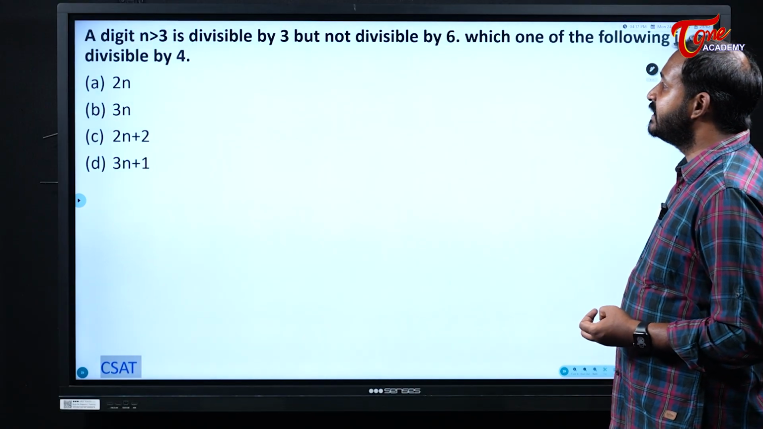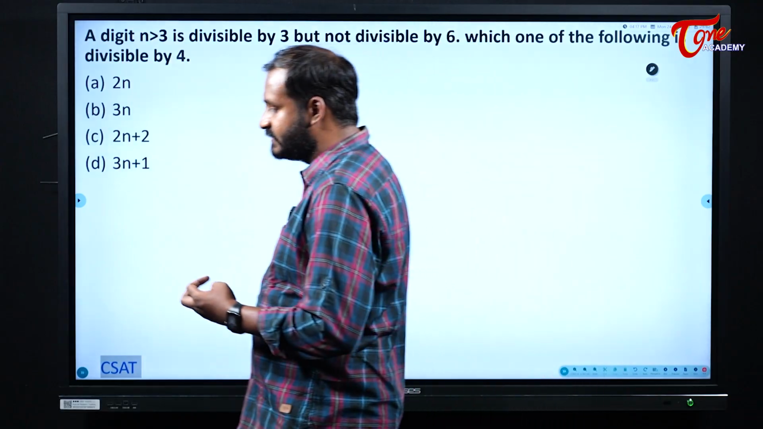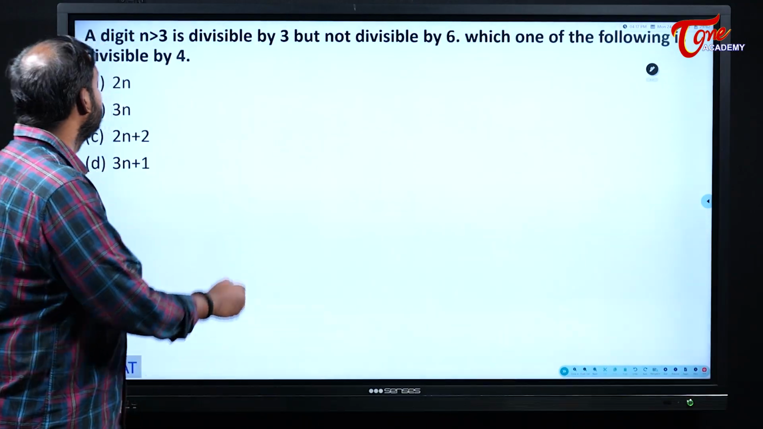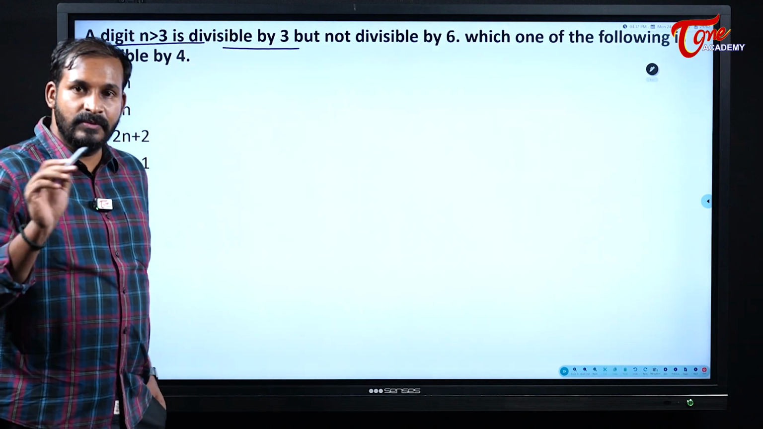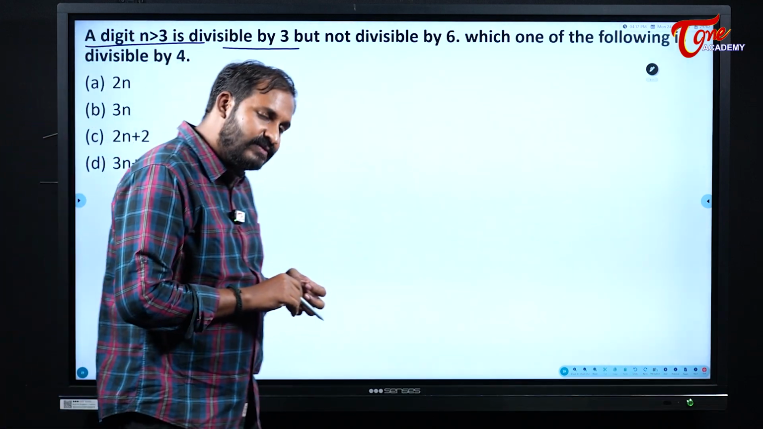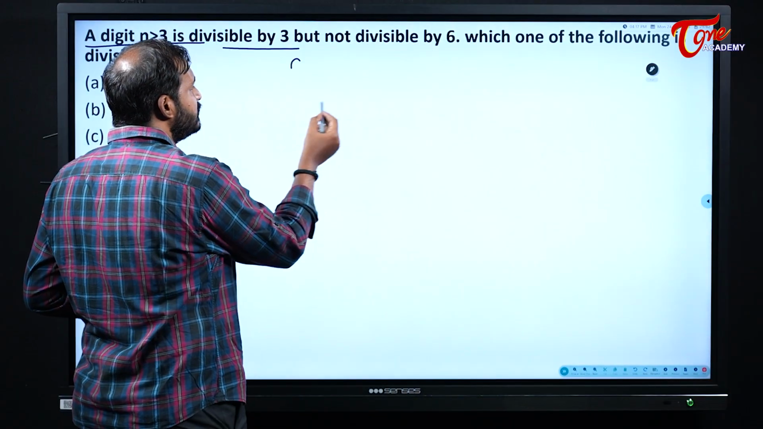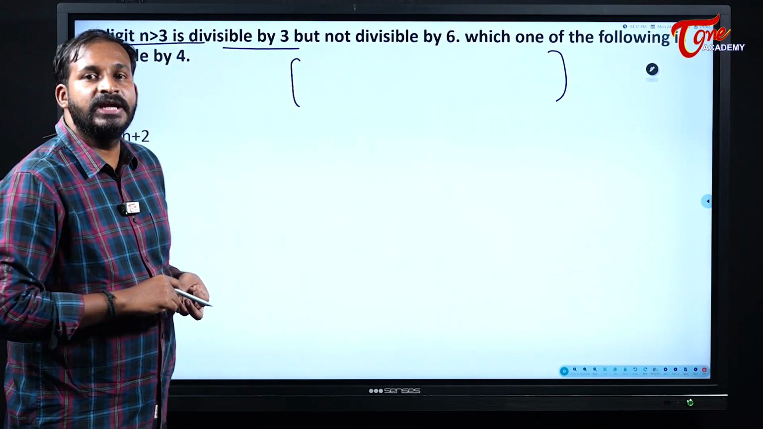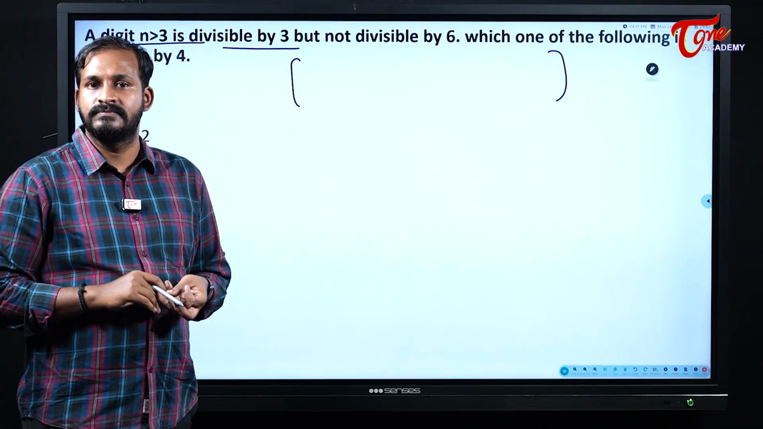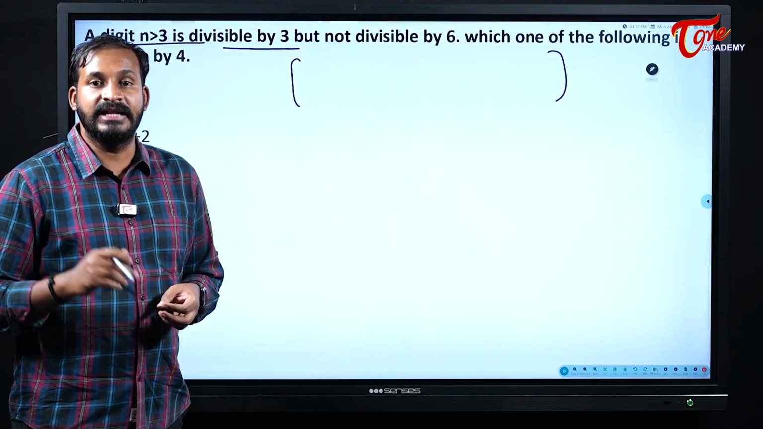Next one. A digit n greater than 3 is divisible by 3 but not divisible by 6. Which of the following is divisible by 4? That is the question. Now tell me, a number divisible by 3 and not divisible by 6 means, what is the given set for us? First of all, what do I need to take? Only the odd multiples of 3, right? And that too greater than 3.